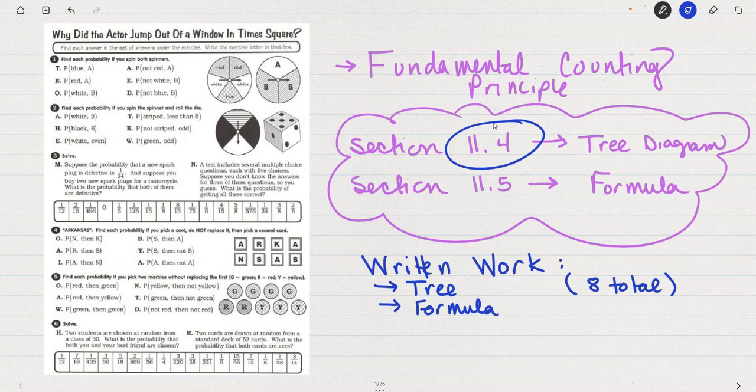However, as we work through this worksheet, why did the actor jump out of a window in Times Square?